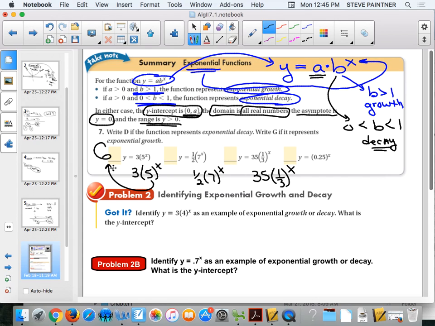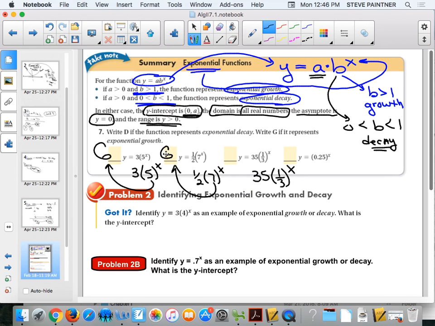No growth? So you're saying decay? Yeah, decay. He says decay. How come, Bryce? Because it's a fraction. It's less than 1. Is he right? No. Is this the base or is this the base? The number with the x power is the base. Okay, this is the base. You have to say what? It's bigger than 1. It's growth.